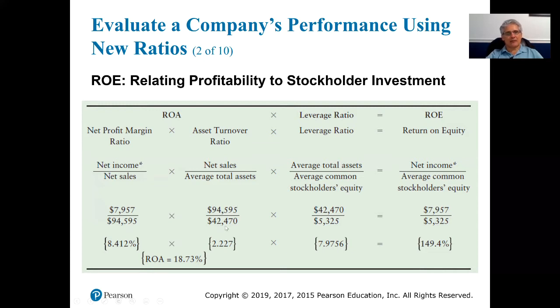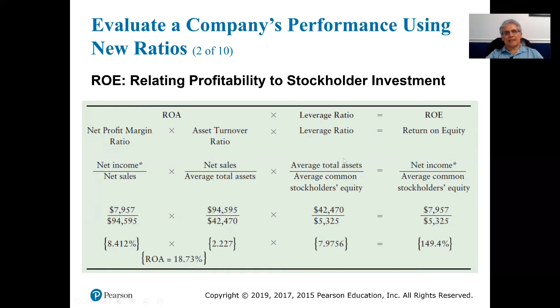of $42,470. So we take that computation, we end up with 2.227. So we really want to compute the ROA, the return on assets. We simply take this multiplied by this, and we'll come up with 18.73%.